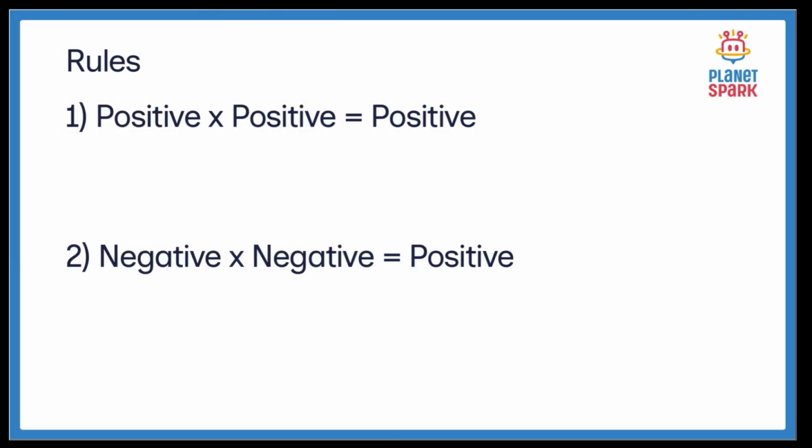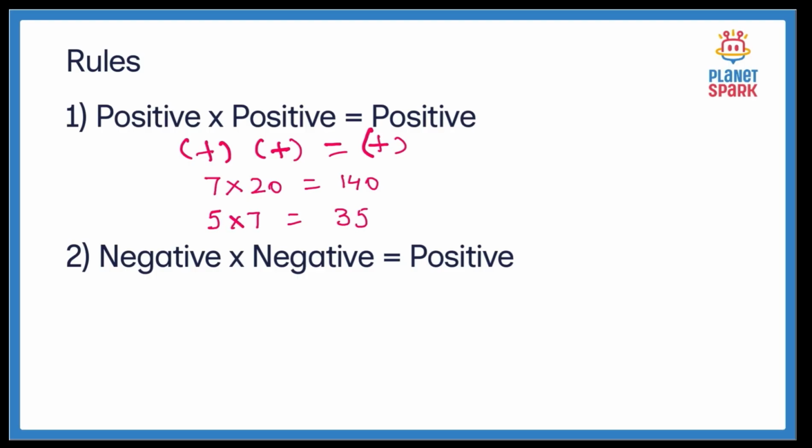Now a positive number multiplied by a positive number will give me a resultant answer as positive. So plus multiplied by plus, my answer would be plus. Let's take an example and solve this. If I'm having 7 multiplied by 20, 7 is positive, 20 is positive, my answer is 140, which would be positive. If I multiply 5 with 7, 5 is positive, 7 is positive, so the resultant answer 35 would be positive.